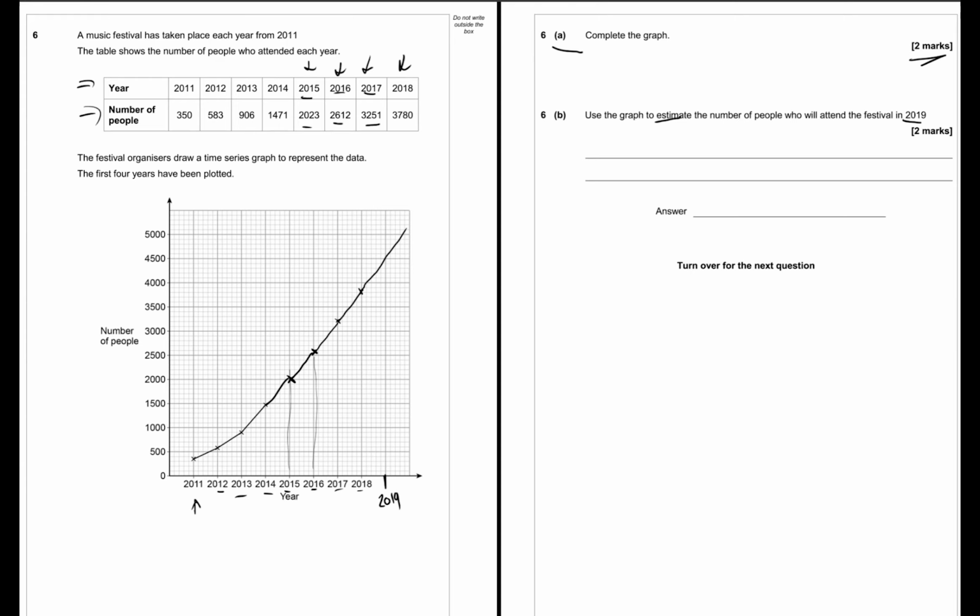We're going to go up to this point here, and then go across, and we can see that about 4,500 people will attend. So that's our answer, 4,500 people, and this is an estimate. So they want to see this little bit drawn onto your graph. Okay, that's it for question 6.